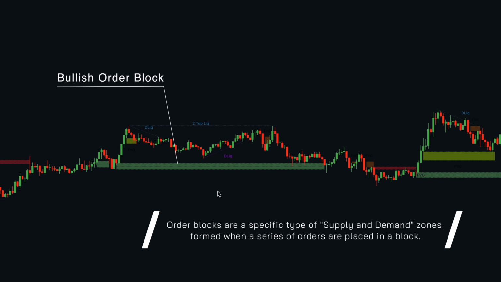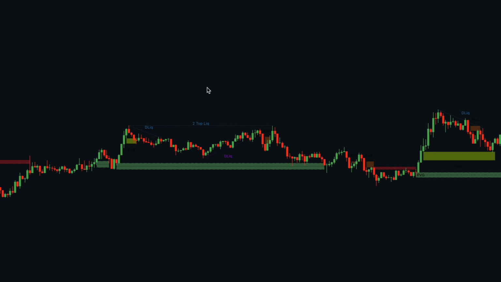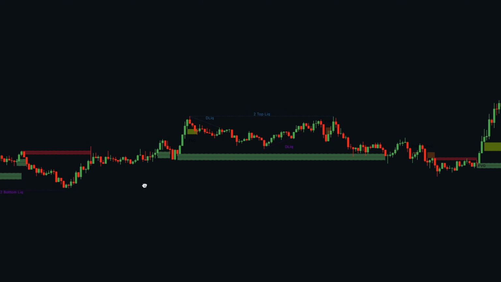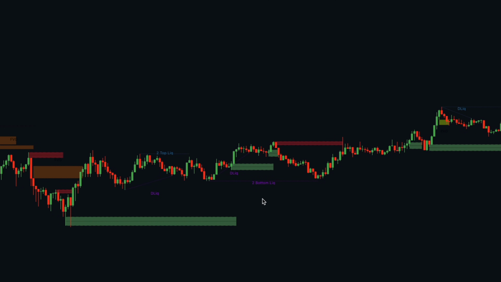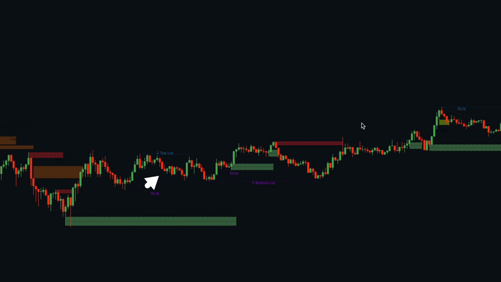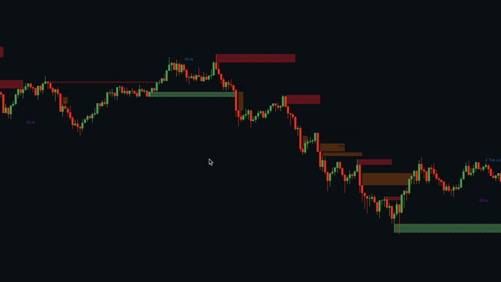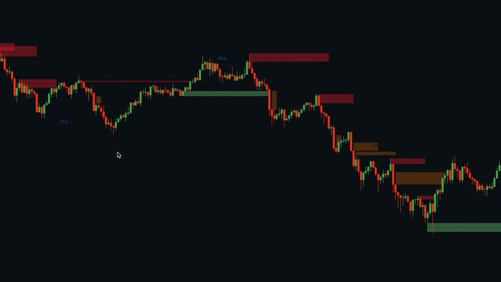Order blocks are a specific type of supply and demand zones formed when a series of orders are placed in a block. These orders could be created by banks or other major players. Banks typically execute large orders in blocks during their trading sessions. If they were to enter the market directly with a small quantity, significant price movements would occur before the orders are fully executed, resulting in less profit. To avoid this, they divide their orders into smaller, manageable positions. You should look for buy opportunities in demand order block areas and sell opportunities in supply order blocks.